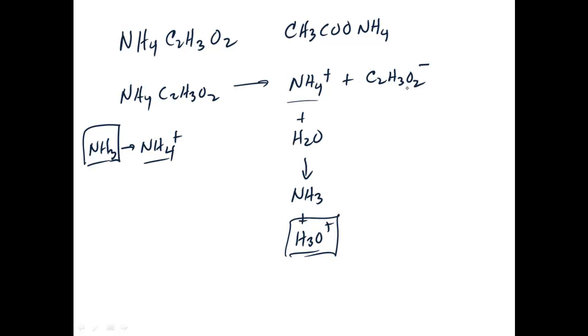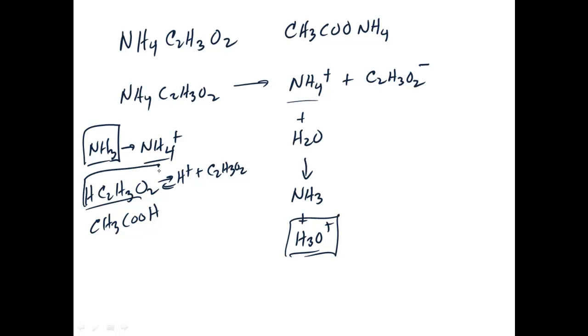Well, let's look at the acetate ion. If we look at its origins, the acid that it came from was acetic acid, which can be, again, written like this, or it can be written like this. And acetic acid, strong acid or weak acid? Well, it's a weak acid. So it mainly wants to stay in this form. It does not want to lose a hydrogen ion and become the hydrogen ion plus the acetate ion. Now, it does happen, but it mainly wants to stay in the molecular form.